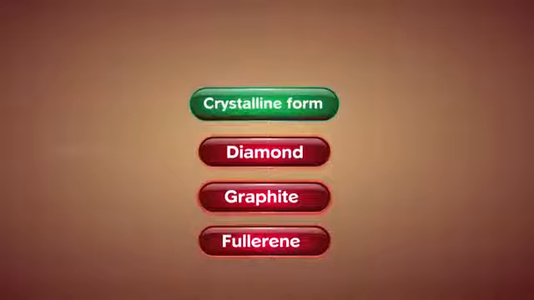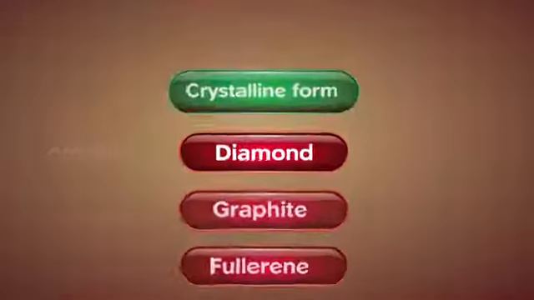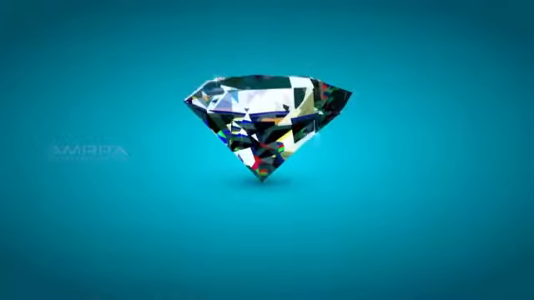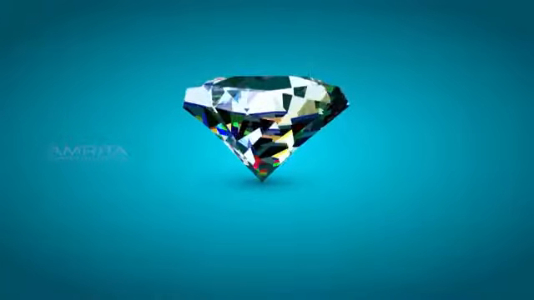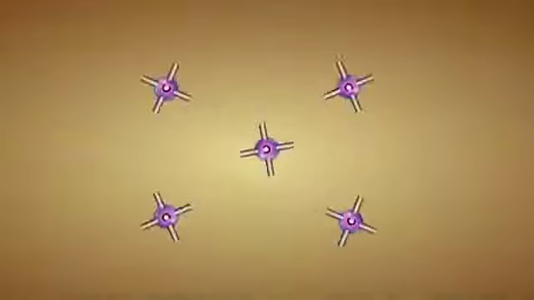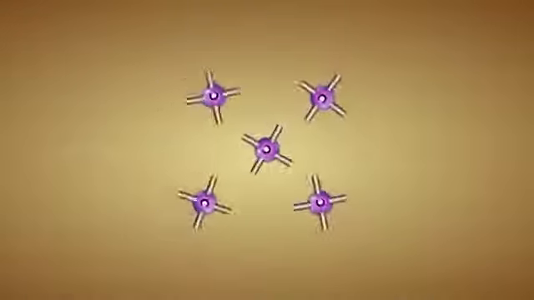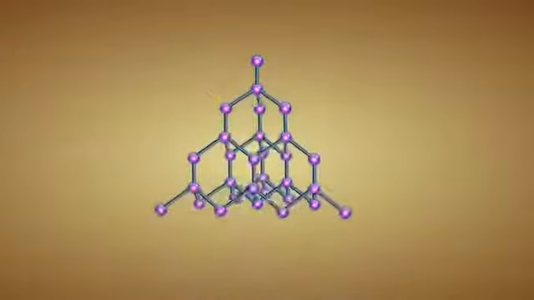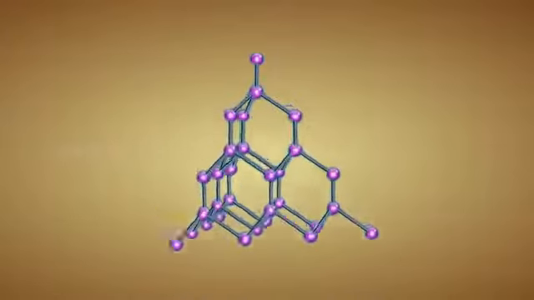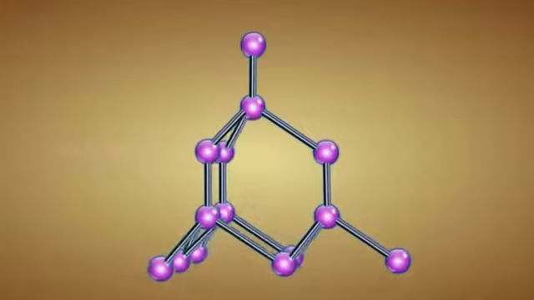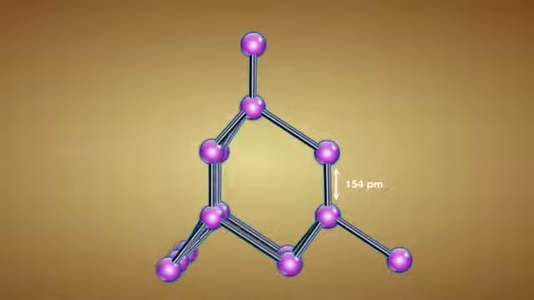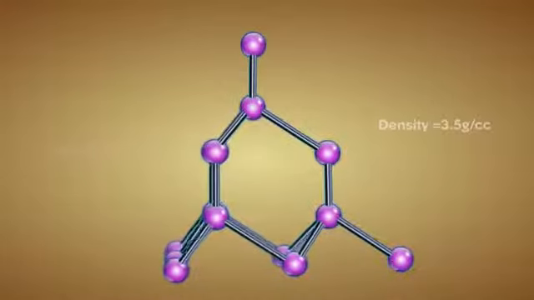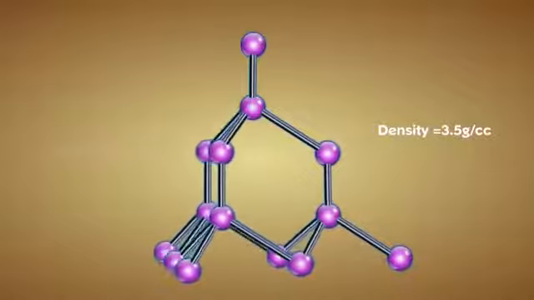Accordingly, let us understand the crystalline forms. Diamond. Diamond is the hardest crystalline form of carbon. In diamond, each carbon atom is linked to 4 other carbon atoms by covalent bonds forming a rigid 3-dimensional structure. Each C to C bond length is 154 pm. Diamond's density is equal to 3.5 grams per cc.